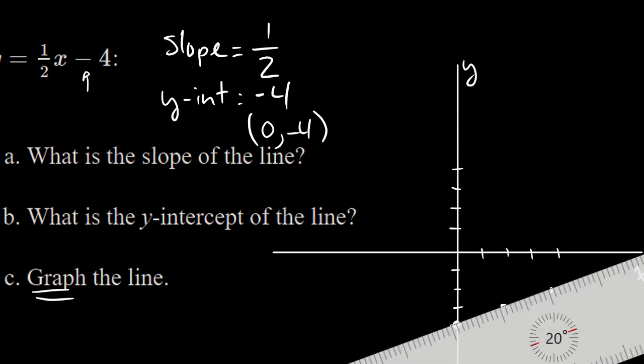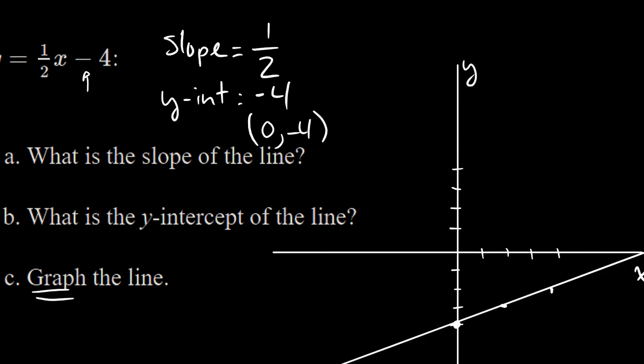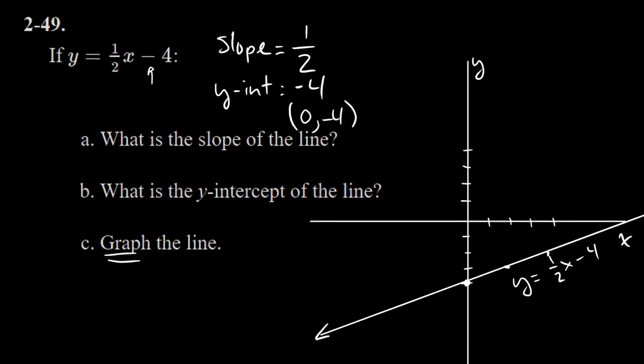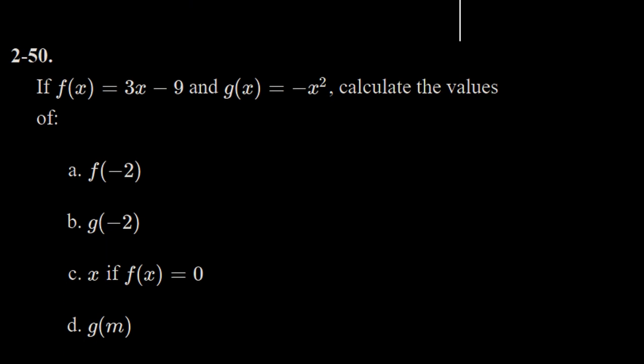So I got roughly that slope pattern of 1/2. And there we go. And I'll go ahead and label this: y equals 1 over 2 times x, and then minus 4. All right, let's move on to question 50.